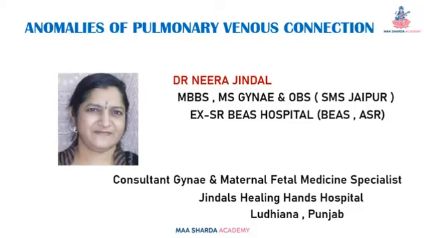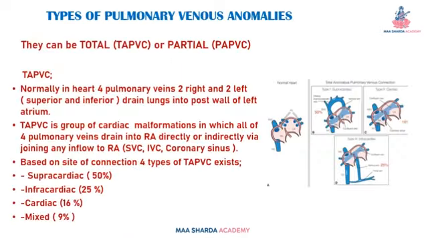Hello friends, today we will discuss anomalies of pulmonary venous connection. They can be total or partial. Normally in the heart, there are four pulmonary veins, two right and two left. They drain the lungs into the posterior wall of the left atrium.